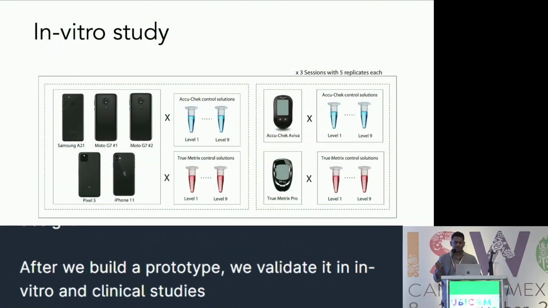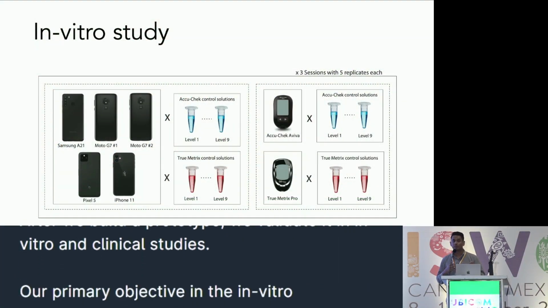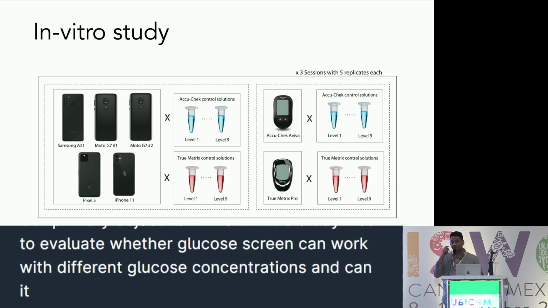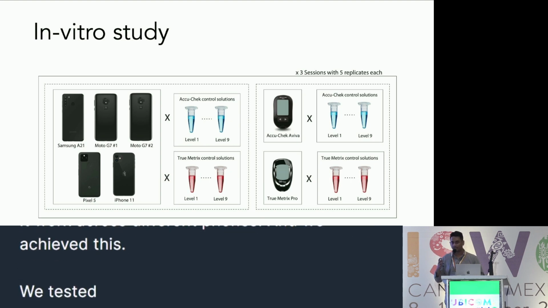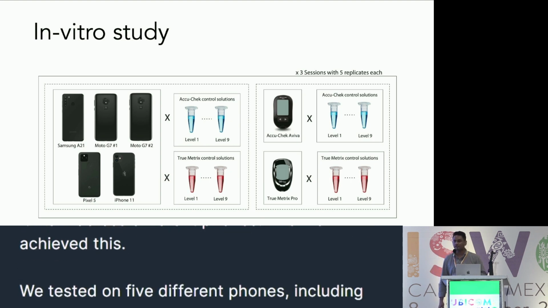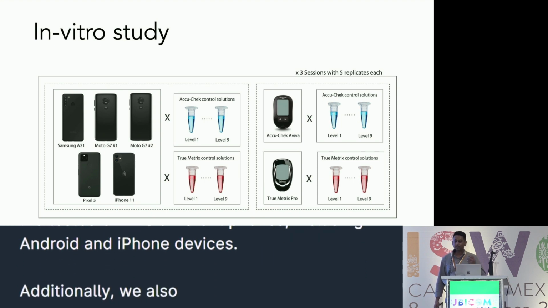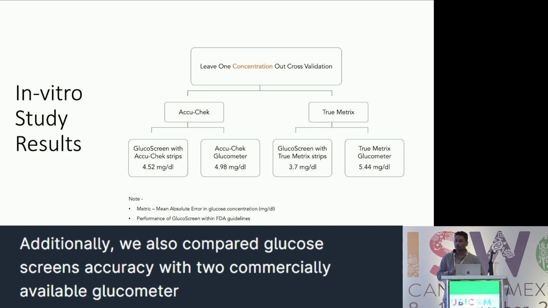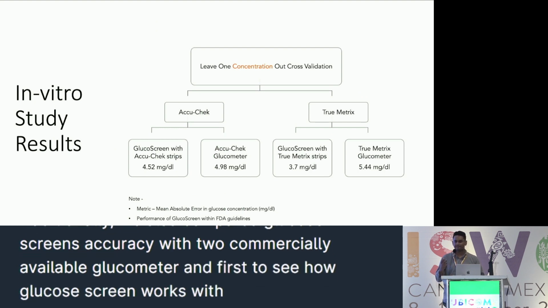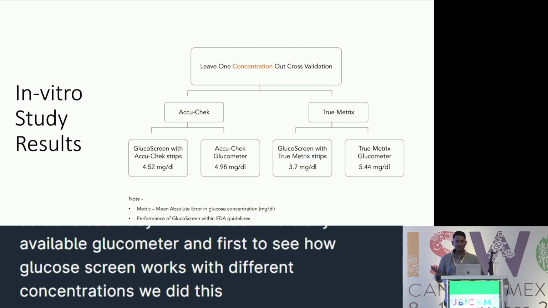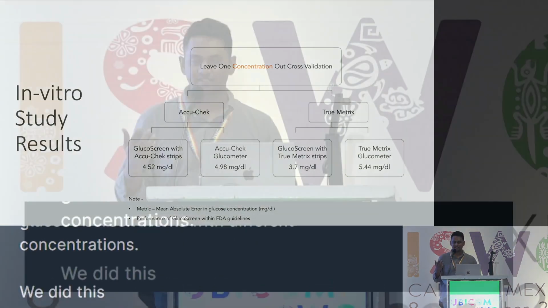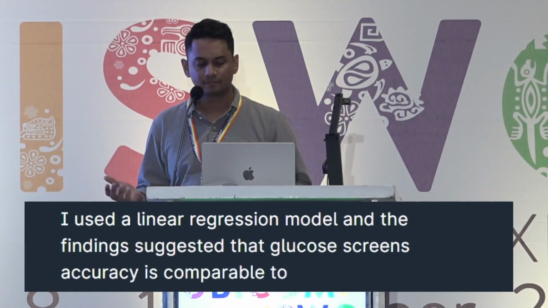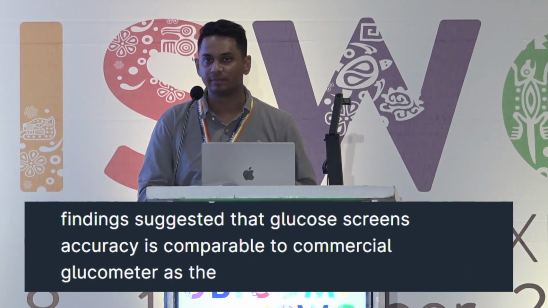Our primary objective in the in vitro study was to evaluate whether GlucoScreen can work with different glucose concentrations and whether it can work across different phones. To achieve this, we tested on 5 different phones, including Android and iPhone devices. Additionally, we also compared GlucoScreen's accuracy with 2 commercially available glucometers. First, to see how GlucoScreen works with different concentrations, we did a leave-one-concentration-out cross-validation and used a linear regression model. The findings suggested that GlucoScreen's accuracy is comparable to commercial glucometers. The detailed results can be found in the paper.